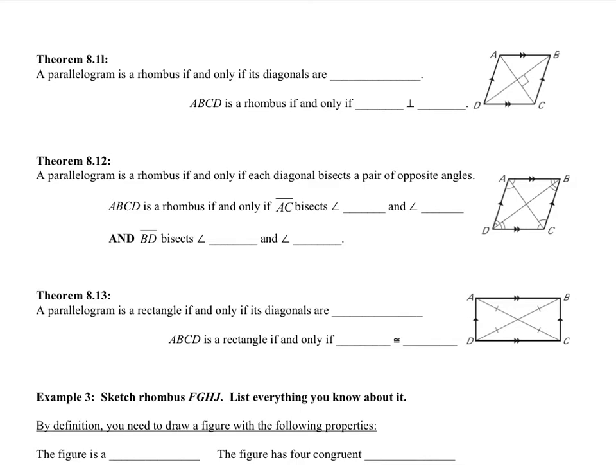For the following theorems, I would like you to refer to my website as I explain this. Theorem 8.11 states that a parallelogram is a rhombus if and only if its diagonals are perpendicular. And if we look at the diagram to the right here, this means that ABCD is a rhombus if and only if AC is perpendicular to BD. And remember, when we have if and only if, this would be considered a biconditional statement.